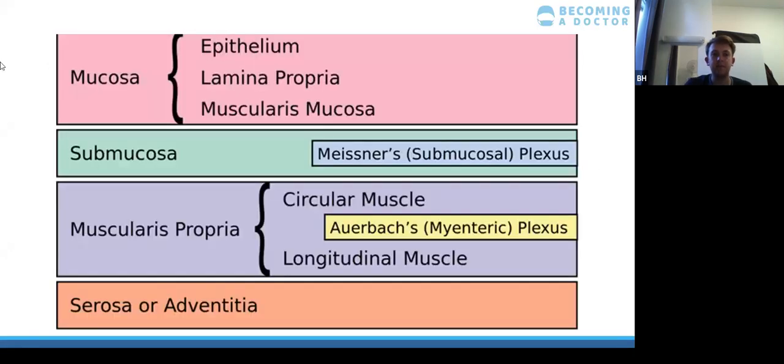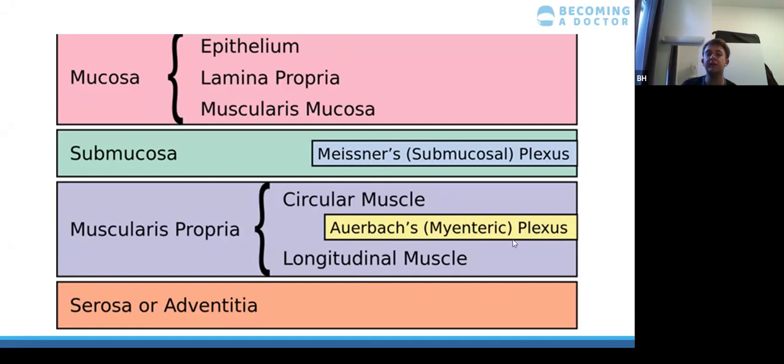So these are the layers of the bowel wall. You've got your mucosa, which is the middle bit. Underneath, you've got submucosa. Then you've got muscularis propria, and then you have serosa or adventitia. Each of these layers has nerve plexi. So in the submucosa, you've got your submucosal plexus, and then in the muscular layer, we have the myenteric plexus.